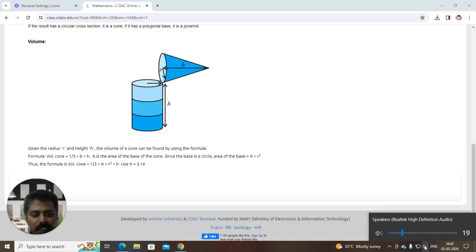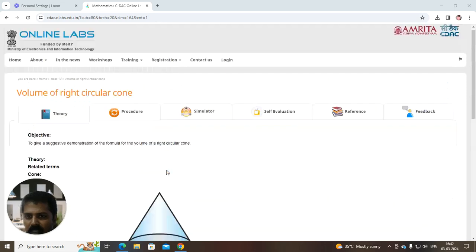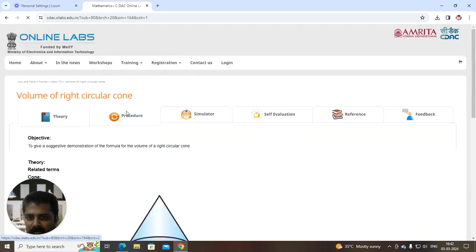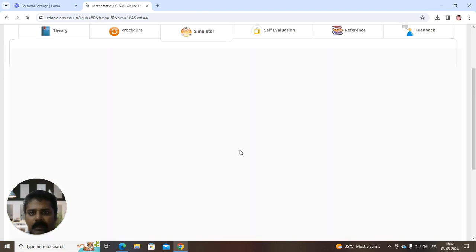We will explain this by using the simulation. The basic thing to observe is that cone volume is 1/3 area of the base into height. The area of the base is pi r square, so the volume is 1/3 pi r square into h. We'll see how it happens. I'll go with the simulation directly.